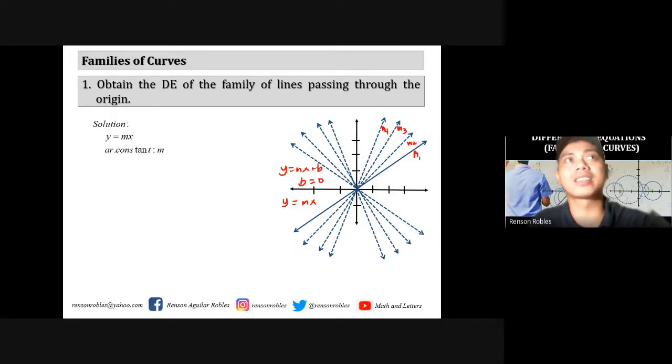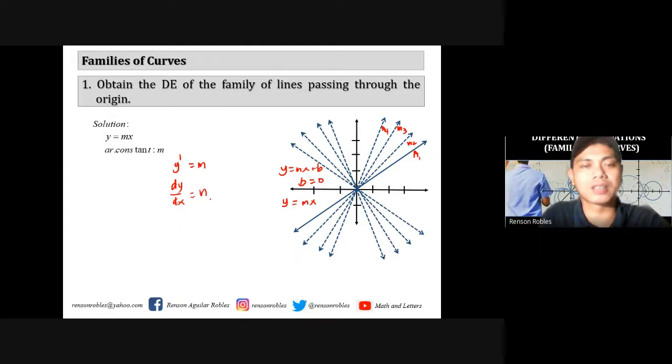You can say that arbitrary constants are variables that change from different cases of the problem. So since we have only one arbitrary constant, we can just differentiate our working equation once. Differentiating, you have y prime equals m, or you can write it in Leibniz notation, dy/dx equals m. And you got this.